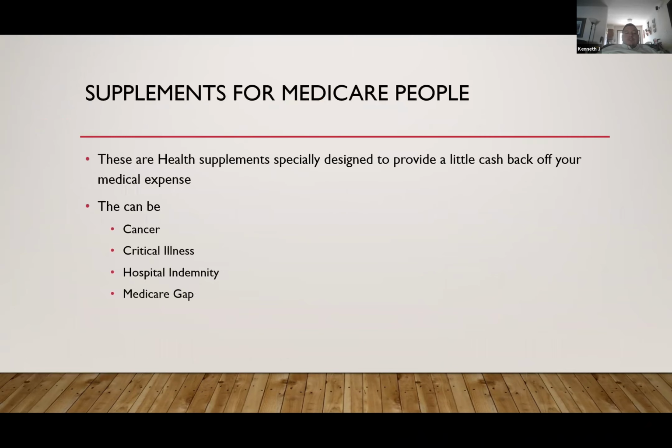Some other supplements that we can sell with a Medicare Advantage plan are cancer, critical illness, hospital indemnity, and Medicare Gap. These are great for offsetting any out-of-pocket costs and for putting money back into your pocket for covered ailments.